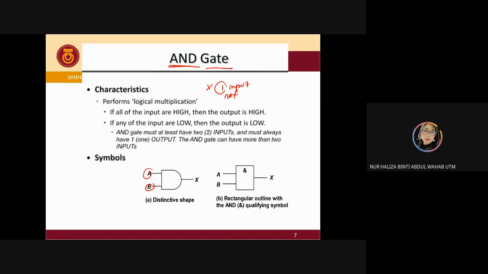As mentioned in your module 1, at least for AND gate and OR gate, you need to have 2 inputs. But after this you have multiple inputs, which is infinity inputs for your AND gate.